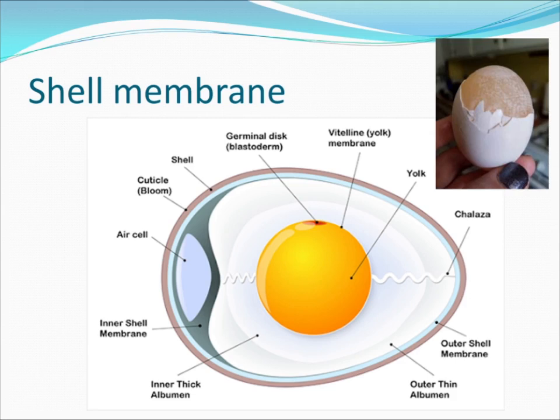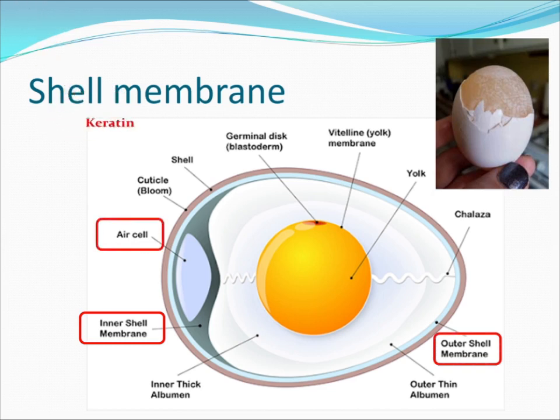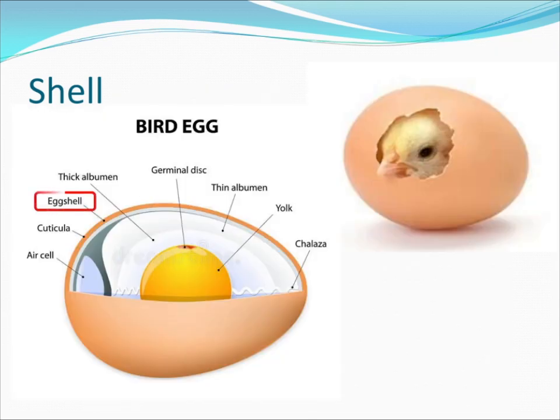Next is shell membrane. It is formed around the albumen in the egg of birds and reptiles. It is a double membrane, and it is formed of an inner shell membrane and outer shell membrane. The two membranes are separated at the blunt end of the egg by an air space, and this membrane is formed of keratin.